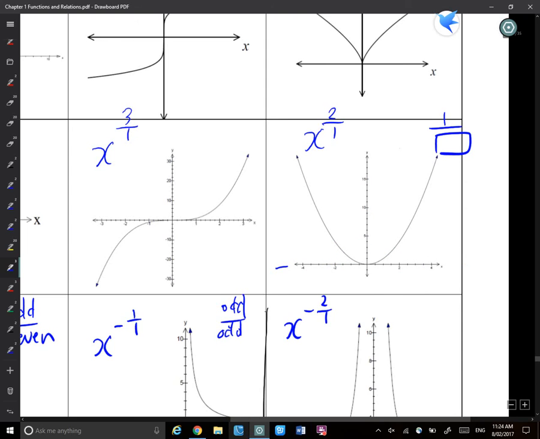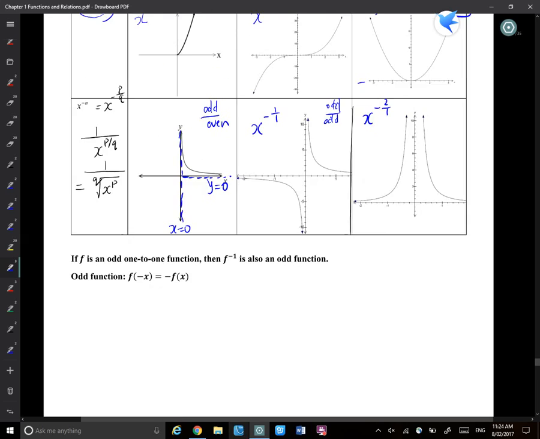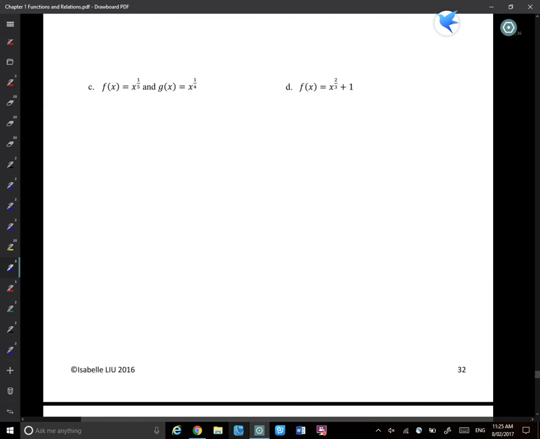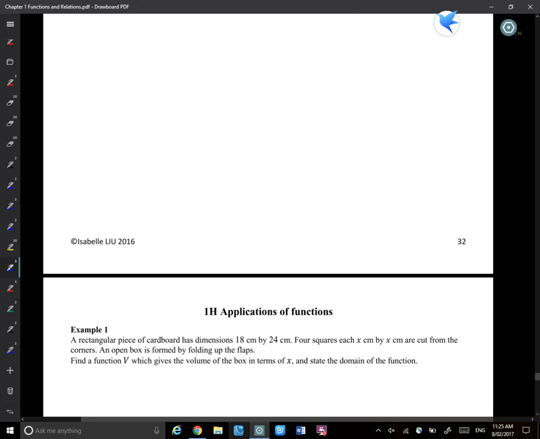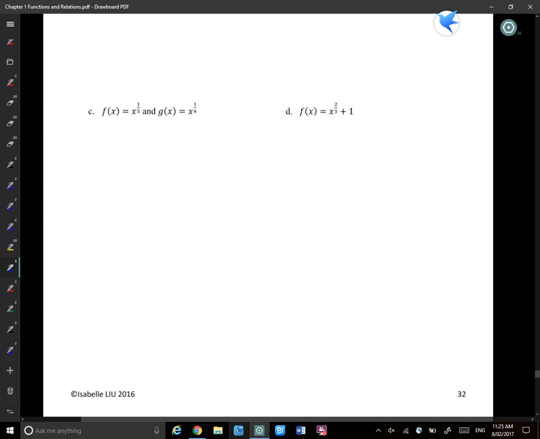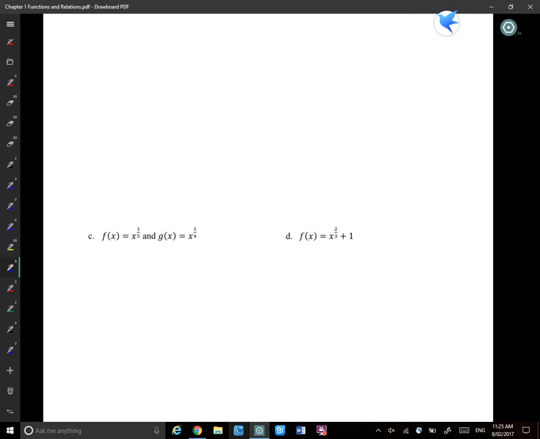Okay, I don't think I have time to do examples here, but I want you to finish the following example. If you can do it, finish the example on page 32. Okay, page 32. Just use the idea we had for the previous page and try to sketch the graph.